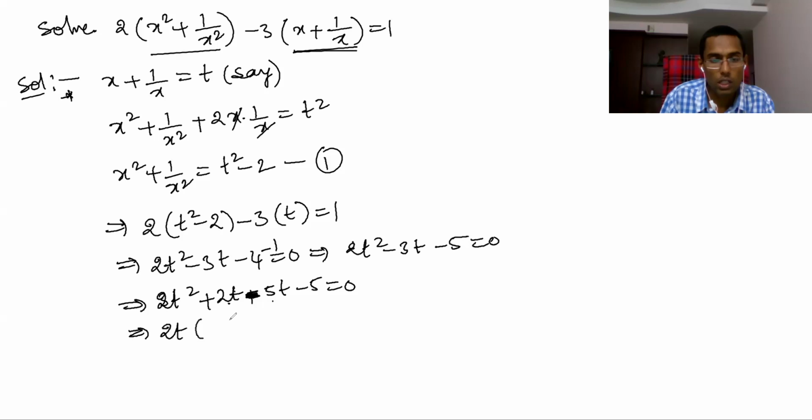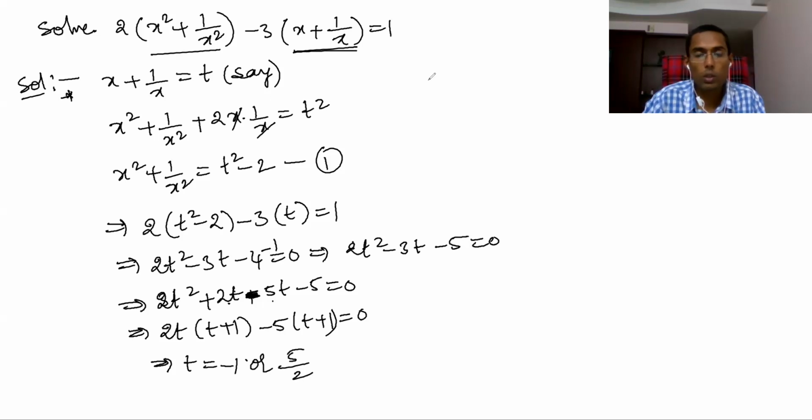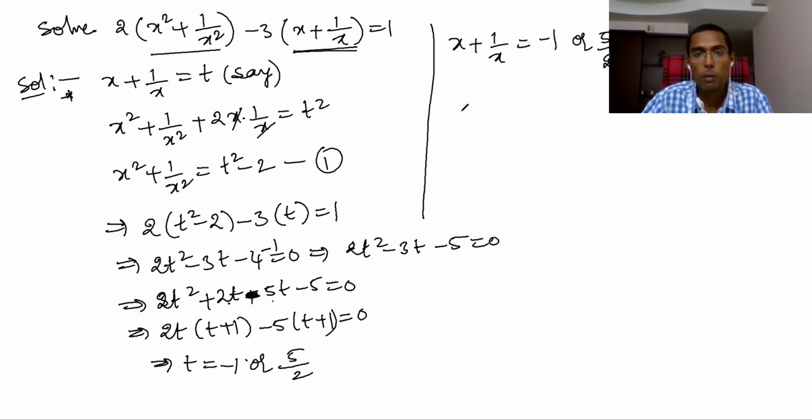You understand? t plus 1 into 2t minus 5, if you take t plus 1 equal to 0, that means here t equal to either minus 1 or 5 by 2. Okay, so we are going to continue this one like this. Here, what is t? t is x plus 1 by x equal to minus 1 or 5 by 2. See this. Because clearly this is a fourth degree equation. If you simplify this, this is fourth degree equation. Fourth degree equation will have 4 roots.